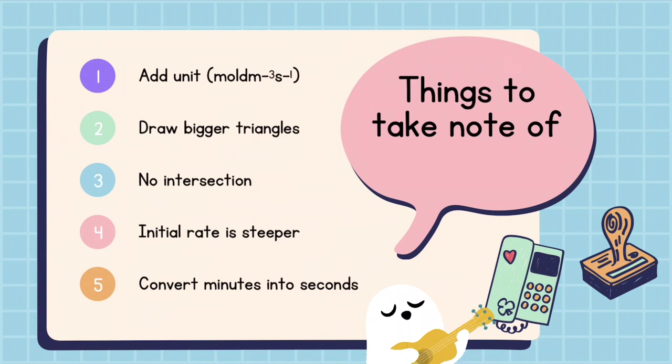When calculating the rate of reaction, there are some things we should not forget. We have to include the units for the rate, which is mole per dm cubed per second. Make sure to also draw bigger triangles to ensure that the data obtained is the most accurate. When we draw the tangent, make sure the line does not cross the line of the graph, and most times the initial rate is steeper, and we should also convert minutes to seconds.